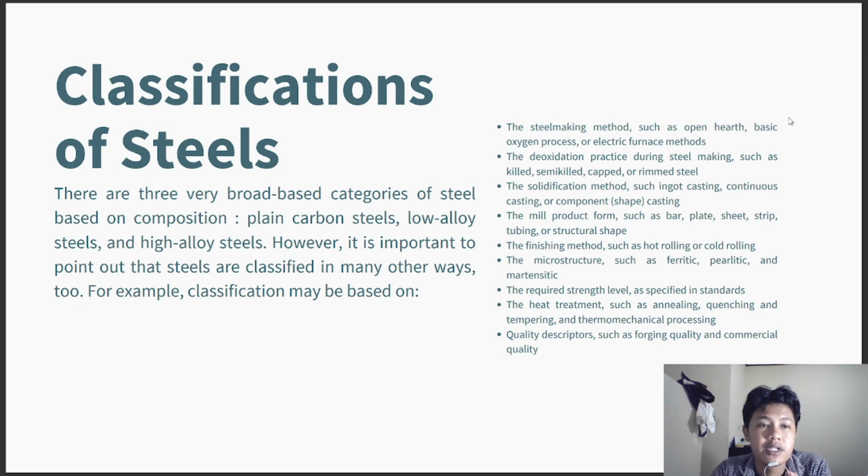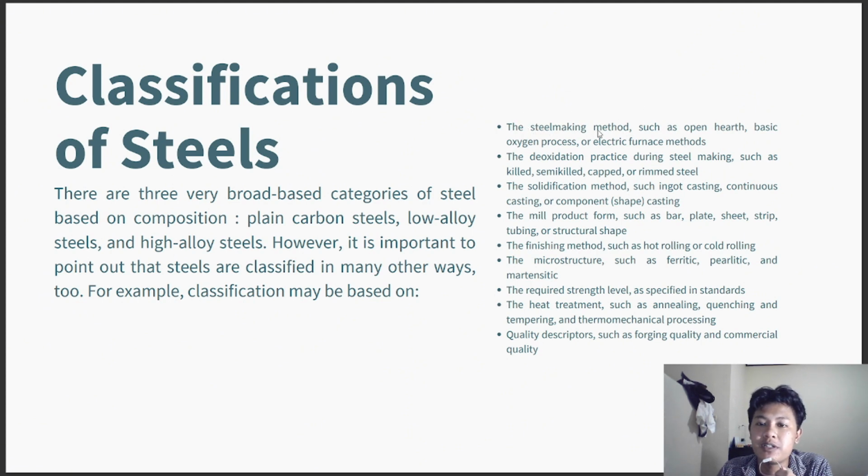First is classification of steel. There are three very broad-based categories of steel based on composition, like plain carbon steel, low alloy steel, and high alloy steels. However, it is important to point out that steels are classified in many other ways, like the example like this. How many points here? 1, 2, 3, 4, 5, 6, 7, 8, 9. 9 points.